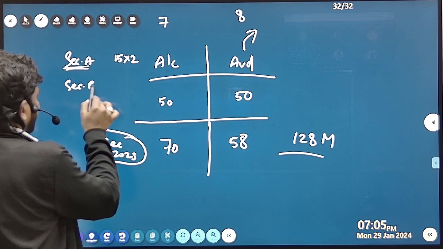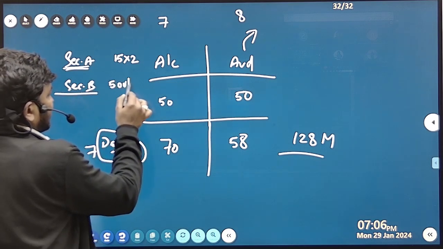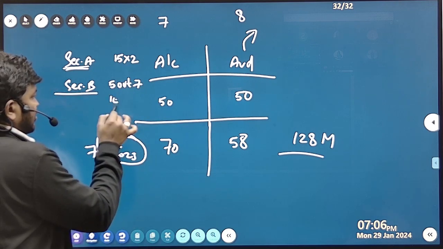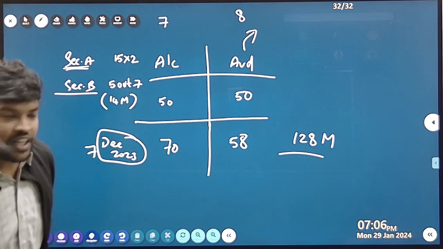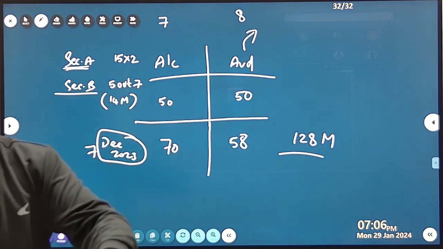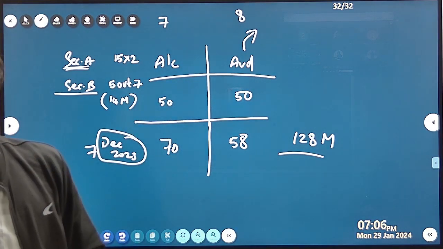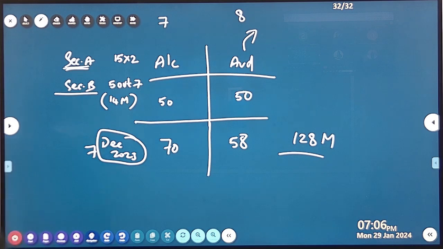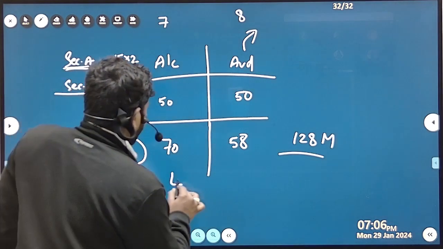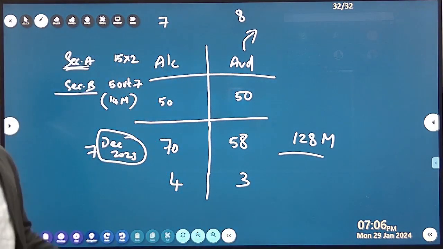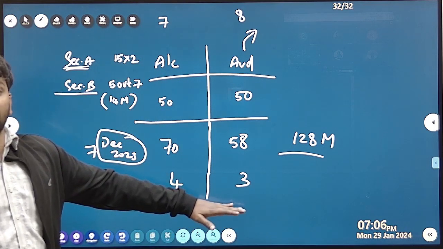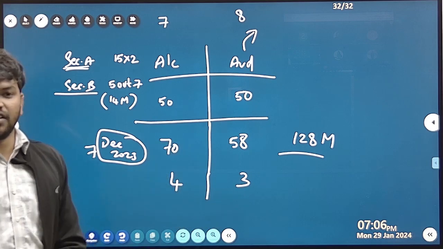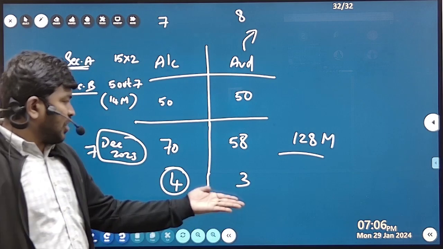Section B you have to attempt 5 out of 7. Each question is 14 marks. Yes or no, Kashyap? Out of this 7, I guess 4 questions are from accounting, yes or no? Out of 7, how many questions are from accounting? Four, yes. 4 questions are from accounting, 3 questions are from auditing. You have to attempt how much? 14 marks है. Questions कितने attempt करना है? 5. So you can choose 4 out of 4 from accounts, 1 from audit.